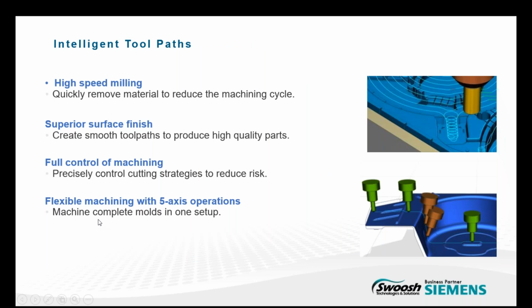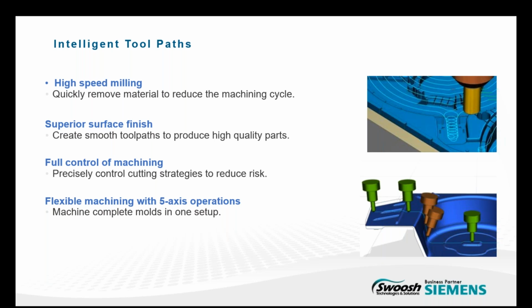When it comes to advanced capabilities, NX CAM is optimized for mold and die manufacturing. High-speed manufacturing for hard materials can significantly reduce machining cycles. For example, the high-speed roughing in NX maintains high metal removal rates while managing tool loads.